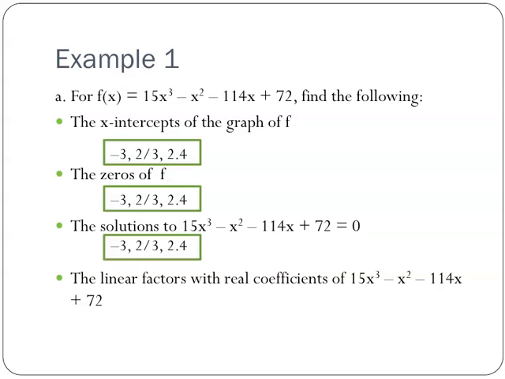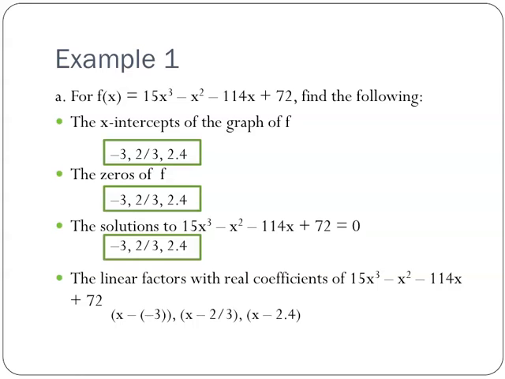And lastly, the linear factors. This is where you want to write this in terms of x, right? So each factor will have x in it, and you want to make sure that you have the opposite sign. It's always x minus the factor. So x minus -3, x minus 2/3, x minus 2.4.